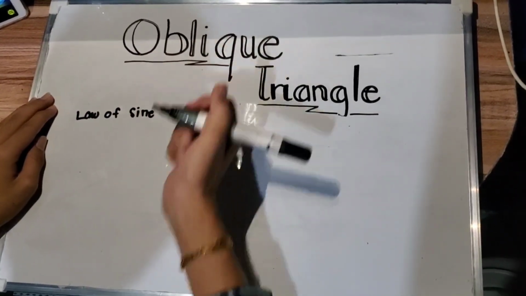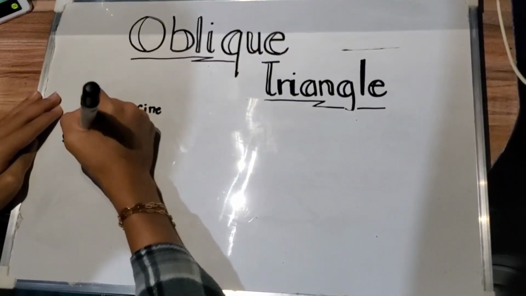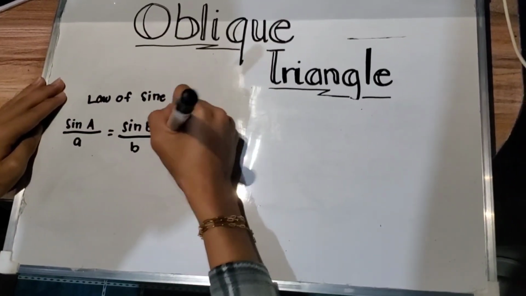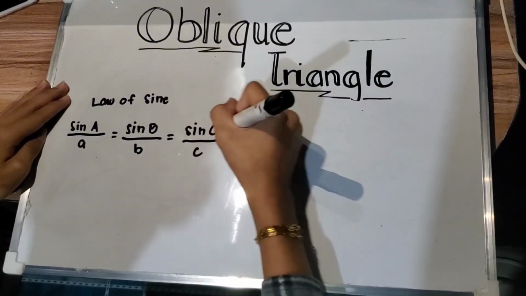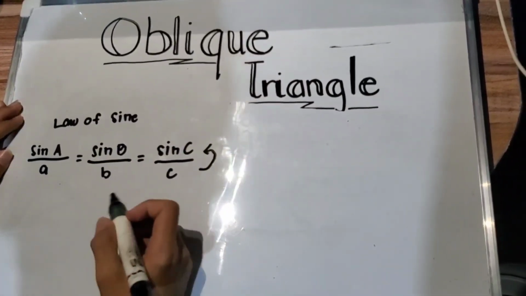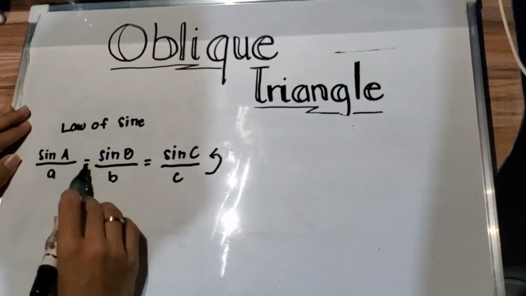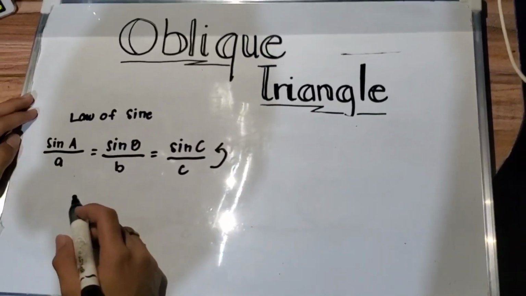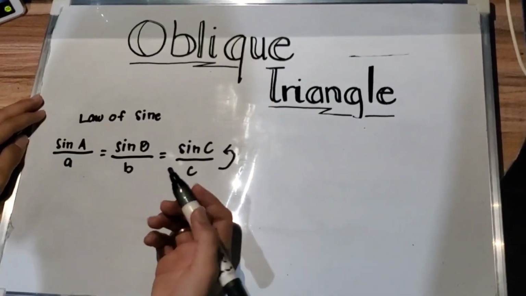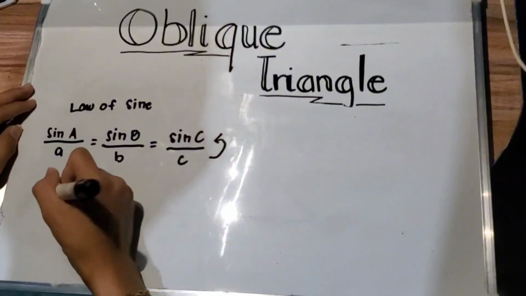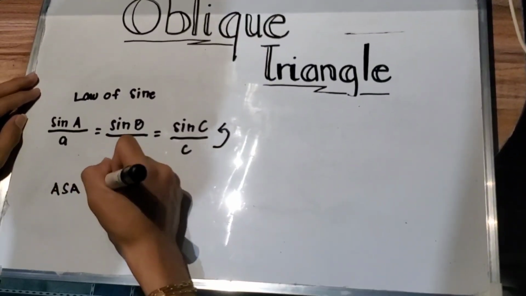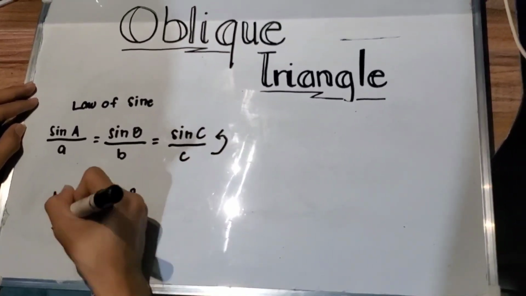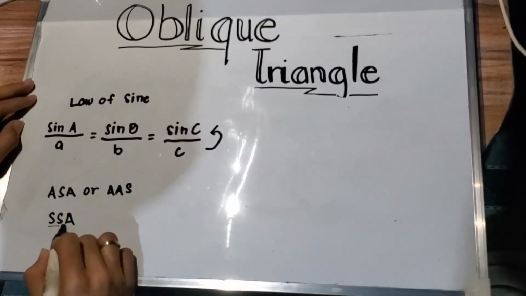The law of sines states that sine A over a is equal to sine B over b is equal to sine C over c, or the reciprocal form of these formulas, which is a over sine A is equal to b over sine B is equal to c over sine C. The law of sines can be used in solving a triangle when we know any of the following: one side and two angles, which is AAS or ASA, or two sides and an angle opposite one of these sides, which is SSA. So two sides and involving one angle.